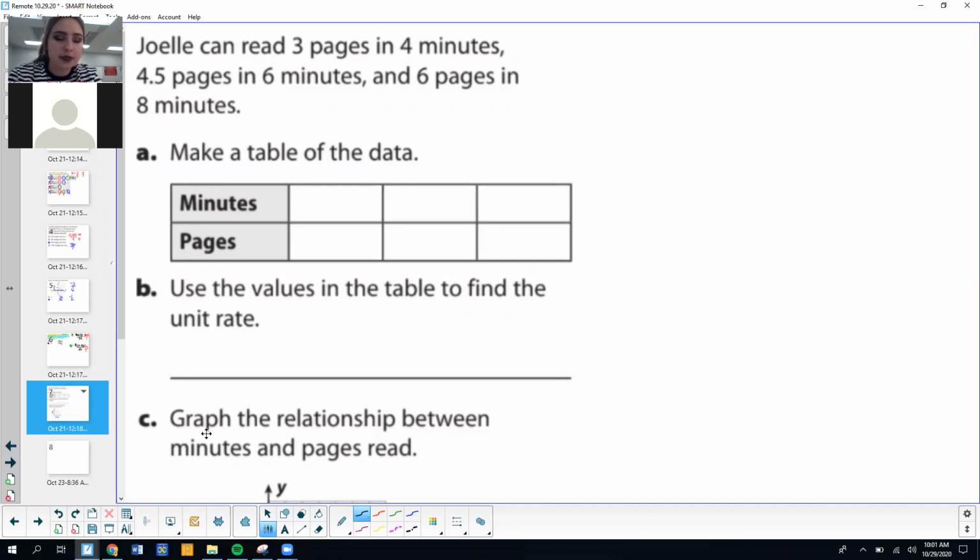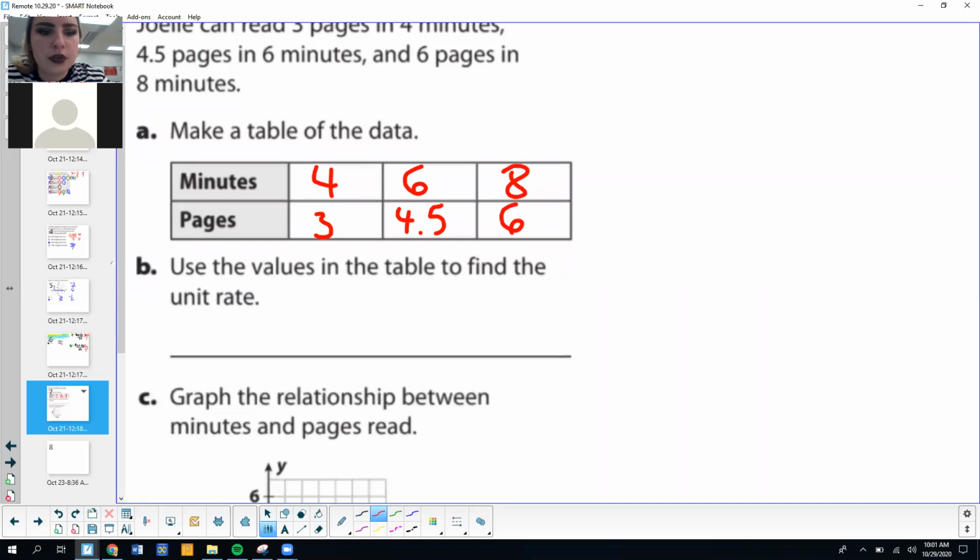So if you wanted to write something like this on your own papers, you could make a table. So you could write minutes over pages, or if you have lined paper, you could write minutes and then make 3 little cells and then write pages in the next line. So make a table of the data. All right, well, we know that in 4 minutes, she reads 3 pages. In 6 minutes, she reads 4.5 pages. And in 8 minutes, she reads 6 pages.